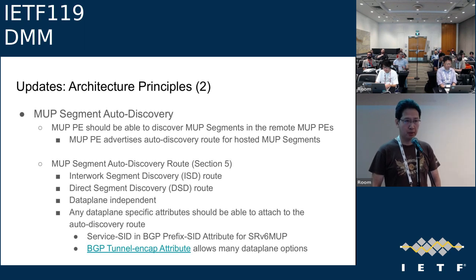Those two routes should be data plane dependent. Any data plane specific attribute should be able to attach to that auto discovery route. Specifically, when we see BGP as a routing protocol, the service TLV in the BGP prefix SID attribute enables adopting SRv6 as a user data plane. We call it SRv6 MAP. And also you can find a bunch of options available from IETF technology in the IANA repository. So please go ahead to the next slide.